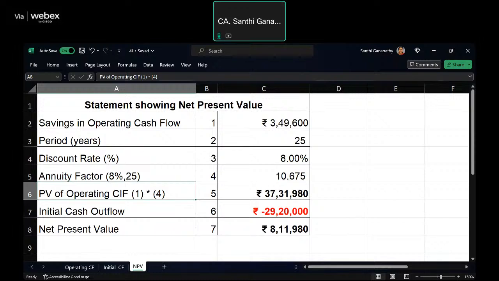So now, what do I know? Annual benefit I have for 25 years. That is future value, discount it, use the annuity factor, find the present value of operating cash inflow, deduct the initial outflow. You find that the net present value is positive. Therefore, you are interested.